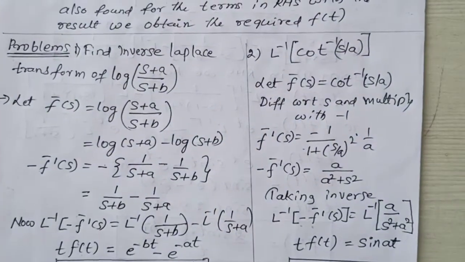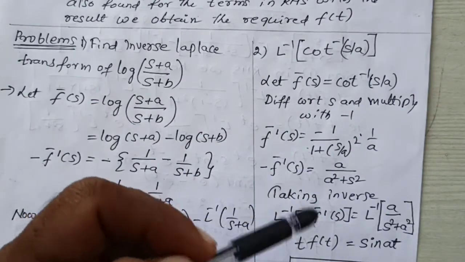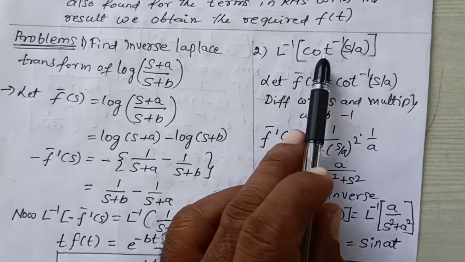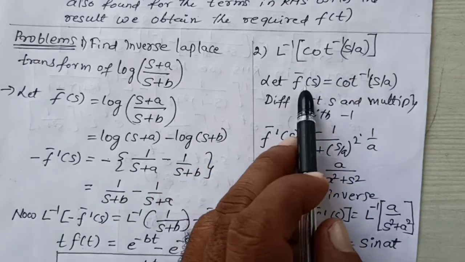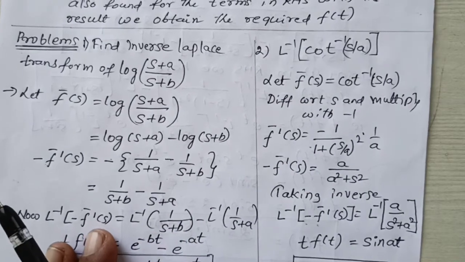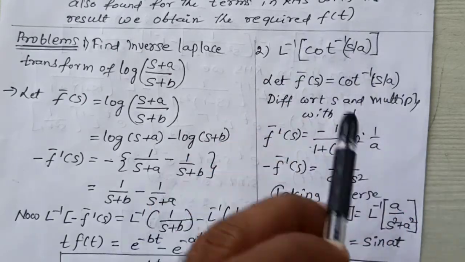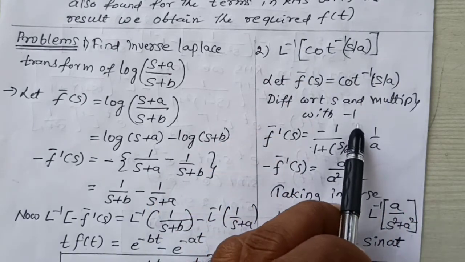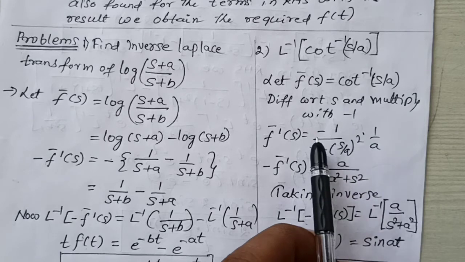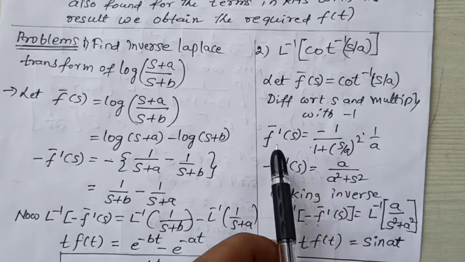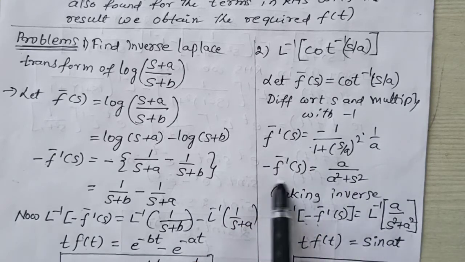One more problem is there. Very important, in the model question paper they ask this type of problem the maximum number of times. Find the Laplace inverse of cot inverse of s by a. We have to understand this. This is a logarithm based problem. Let f bar s be equal to cot inverse of s by a. The given function is f bar s. Differentiate with respect to s and multiply by minus 1. Same procedure. Here I have not taken the minus 1 yet; afterwards we will take it.